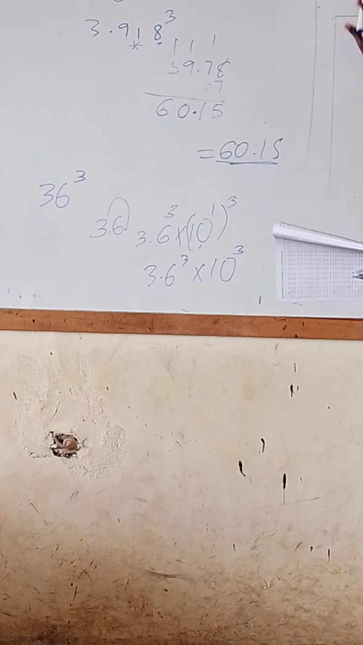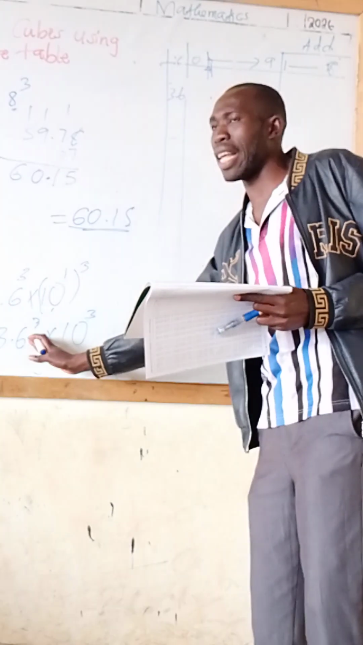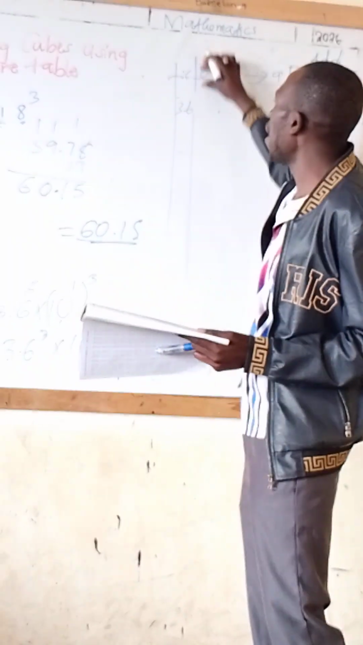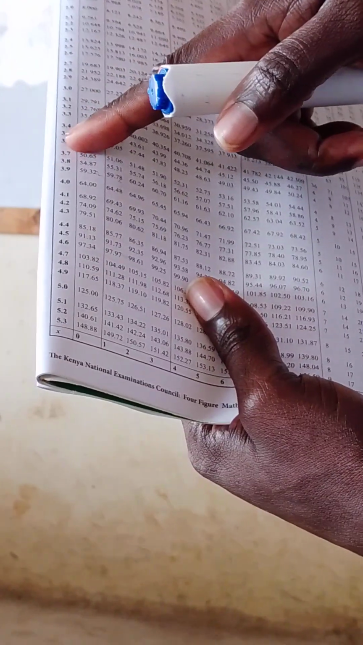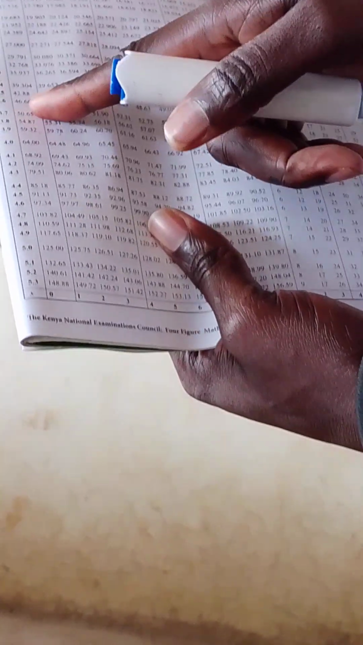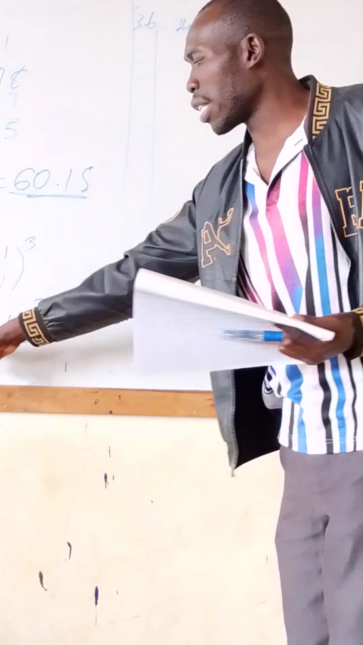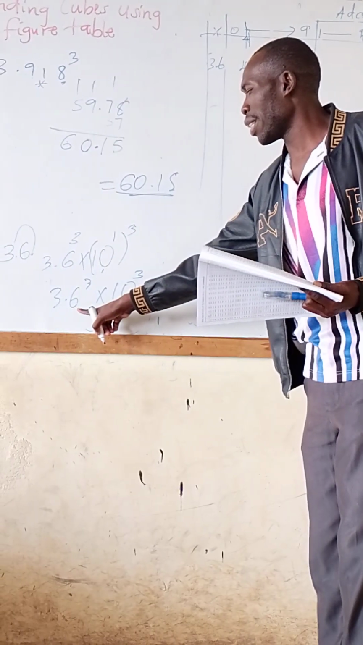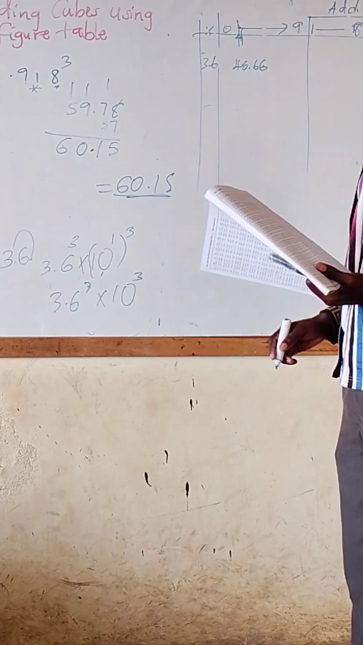So therefore, we have 3.6. We go to our table. We look where there is 3.6. In our table, we are going to look under 3.6. And this 3.6 alone, there is no third number and fourth number. So we are just going to look under 0. We go to our table and look from 1.0. We go up to where there is 3.6. So we have 3.6 under 0, it is 46.66. So that is the cube of 3.6.